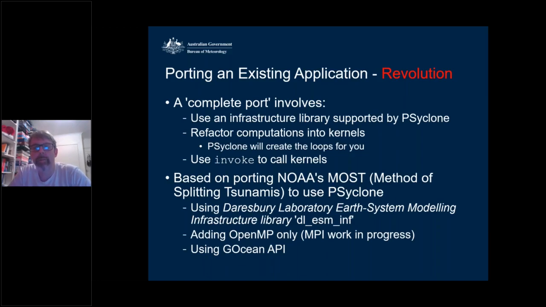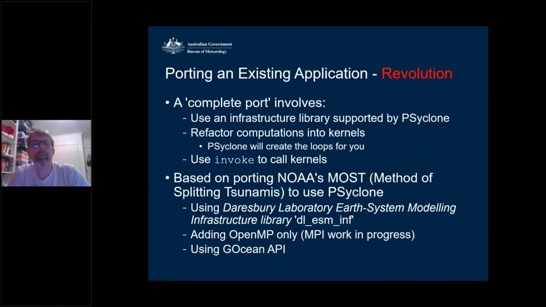Now, the infrastructure library we're using is called the Dynamo Laboratory Earth System Modeling Infrastructure Library, dl_esm_inf. It's a special library for ocean codes. It has some specific settings that are typical in ocean applications, for example, staggered fields. The only thing we're adding is OpenMP to the application. MPI is still work in progress, and it's using what's called the GOcean API.